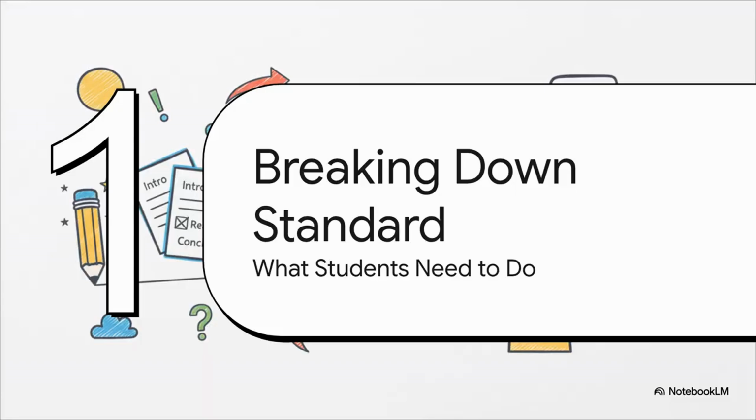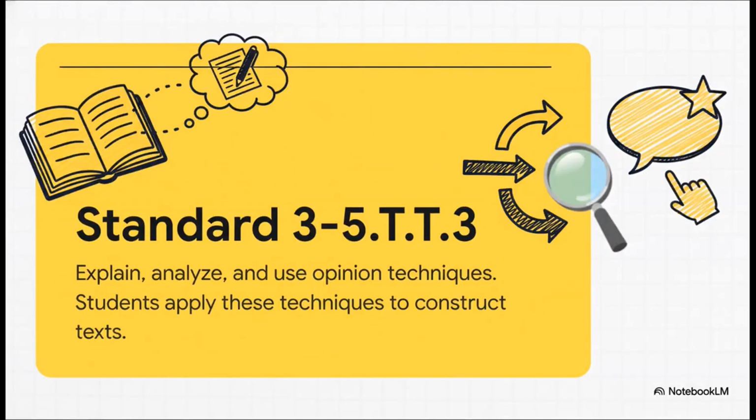Okay, first things first, let's break down the Georgia ELA Standard 3-5.TT3. Because if we don't really get it, we can't really teach it well. As you can see, the official language is pretty dense. But the key thing to notice here is that it's a two-way street. Our students have to be able to analyze how authors use these opinion techniques, and then they have to turn around and apply those exact same techniques in their own writing. It's about being a reader and a writer.